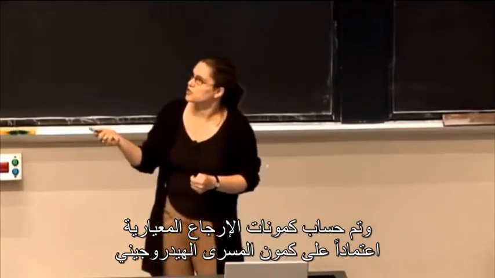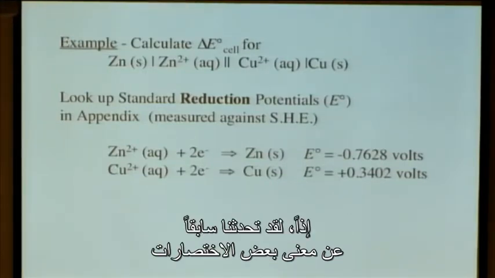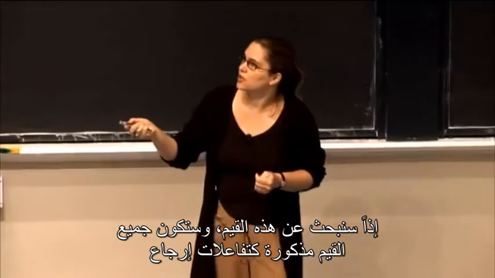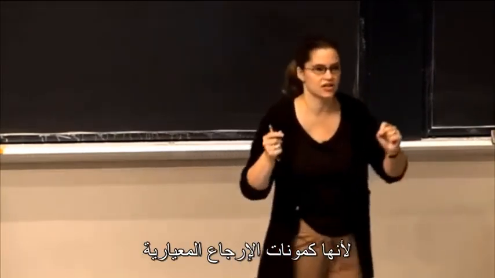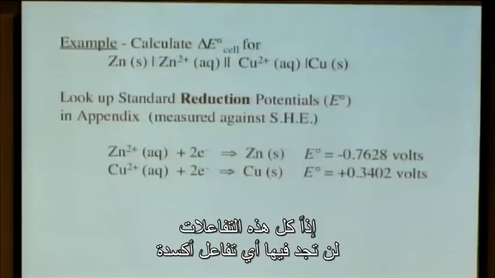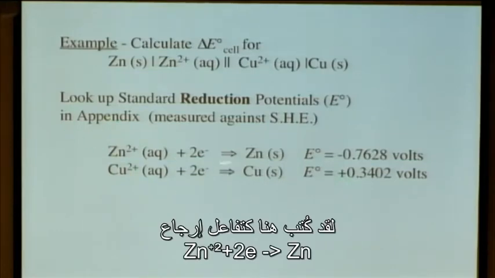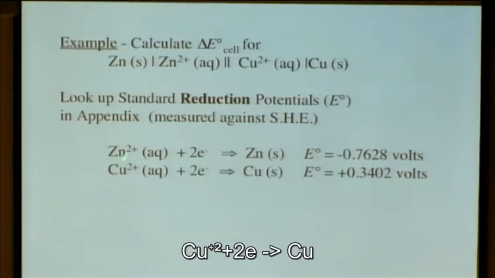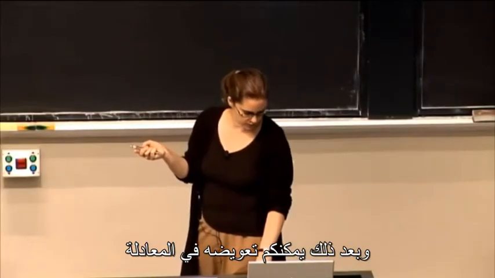The standard reduction potentials were measured against the standard hydrogen electrode. We talked last time about what some of these abbreviations mean. So we can look up the values, and they're all going to be listed as reduction reactions because they are standard reduction potentials. If you're looking for ones written as oxidation, you'll be out of luck. They'll all be written as reductions. So here, written as a reduction, zinc plus 2 electrons to zinc solid, copper plus 2 electrons to copper solid, and you can look up those standard reduction potentials. And then you can plug them into your equation.